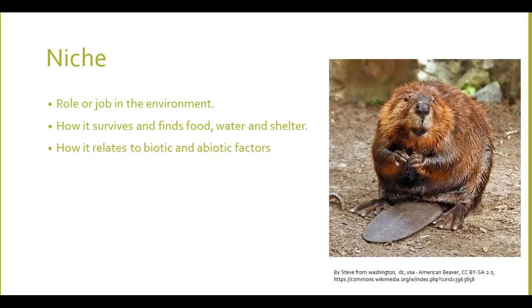Additionally, some creatures might have a mutualistic relationship where they're living with another creature, gaining some type of benefit, like a clownfish in a sea anemone. But basically, when we talk about niches, we're talking about their role in an environment. We're talking about how it survives, how they find food, water, and shelter, and how it relates to biotic and abiotic factors. So, for example, over here, we have a cute looking picture of a beaver.